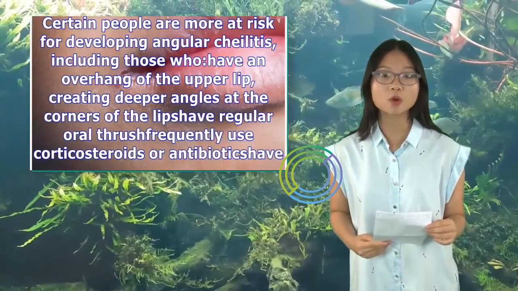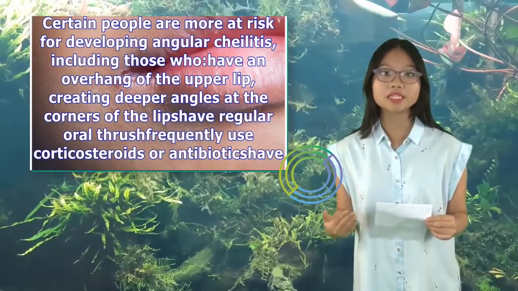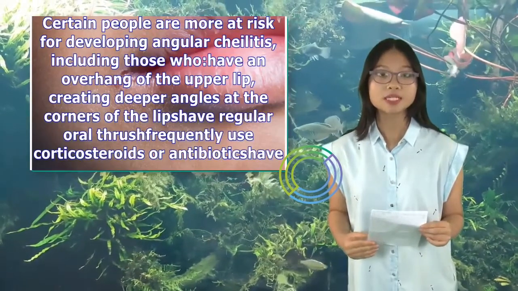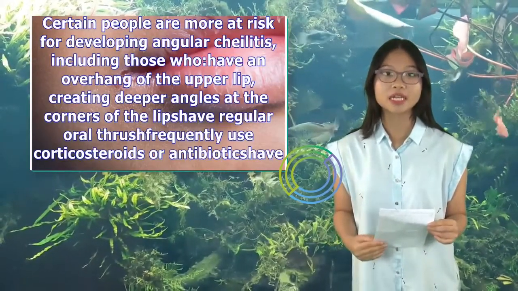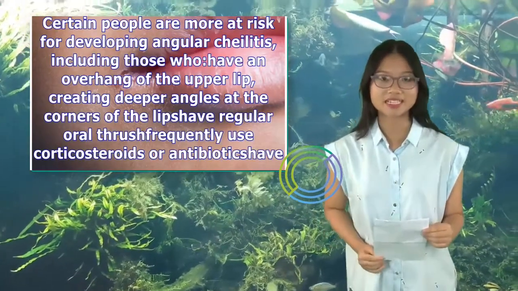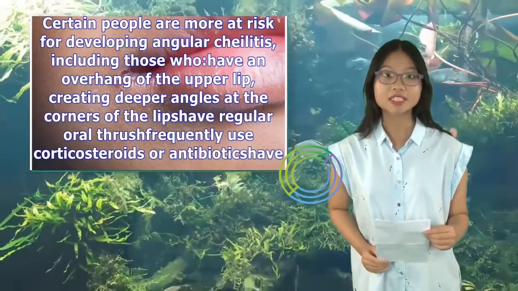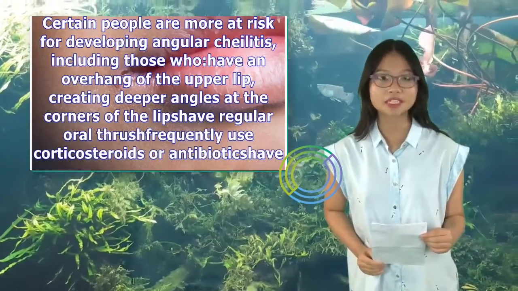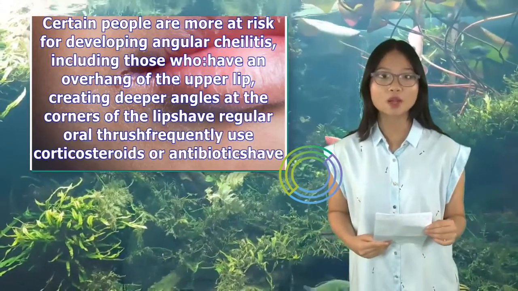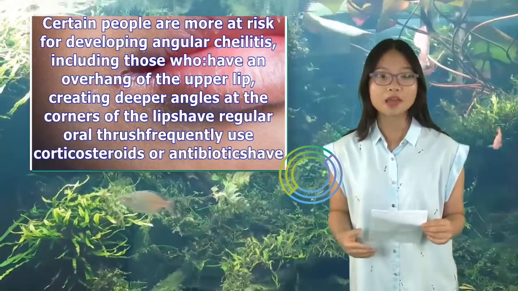Certain people are more at risk for developing angular cheilitis, including those who have an overhang of the upper lip, creating deeper angles at the corners of the lip. Have regular oral thrush. Frequently use corticosteroids or antibiotics. Have sensitive skin. Have other inflammatory illnesses, such as Crohn's disease. Use oral retinoid medication. Wear braces. Smoke. Have anemia, diabetes, or cancer. Have deficiencies of vitamins B9, B6, B2, or B3, or the mineral zinc. Have Sjogren's syndrome. How is angular cheilitis diagnosed?